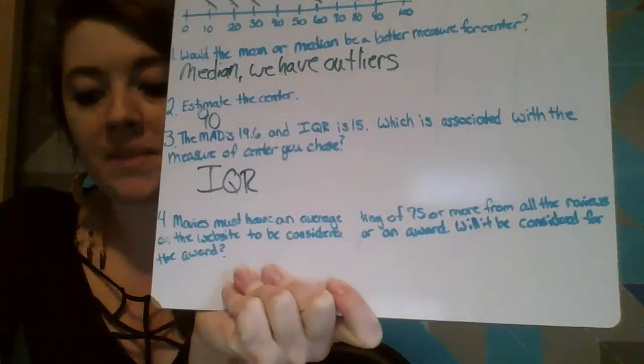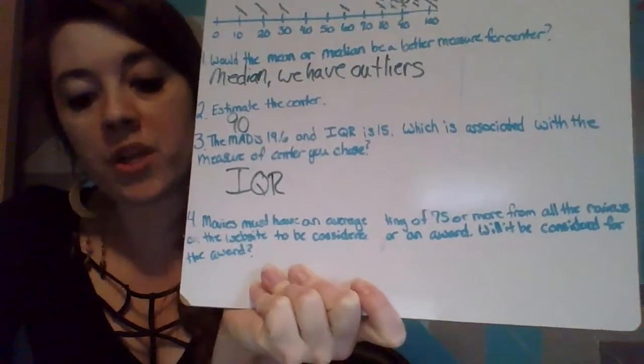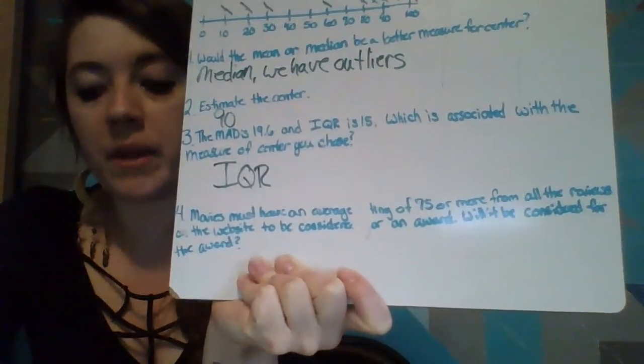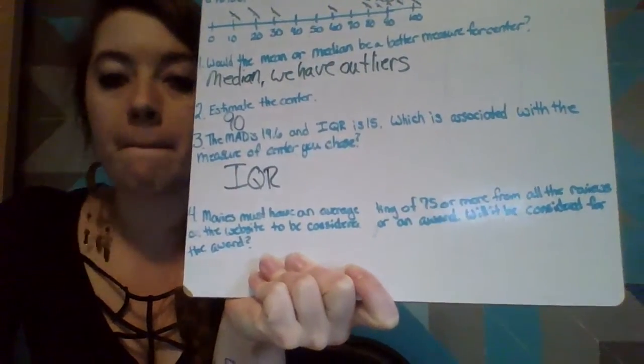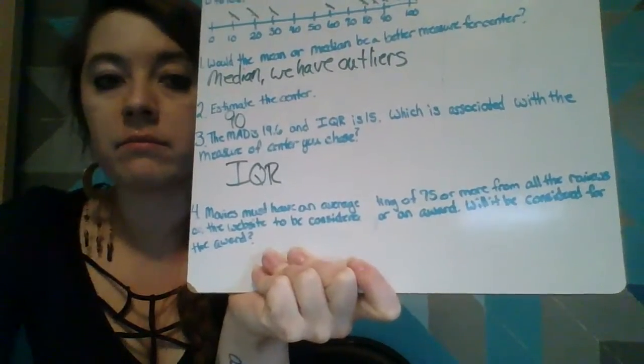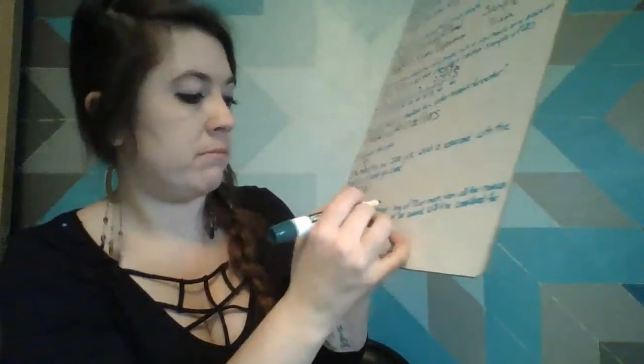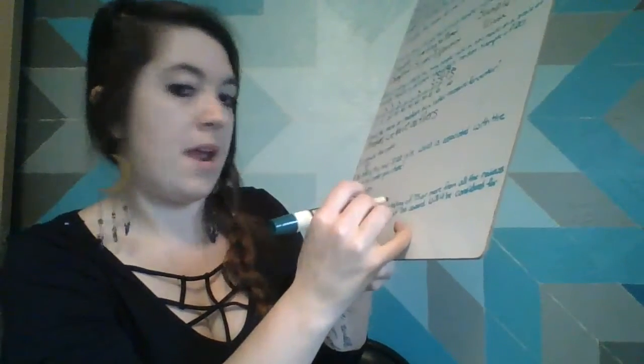For number 4, movies must have an average rating of 75 or more from all the reviews on the website to be considered for an award. Do you think this movie will be considered for the award? Use the measure of center and measure of variability that you chose to justify your answer. So what do we think? Yes, it should be.